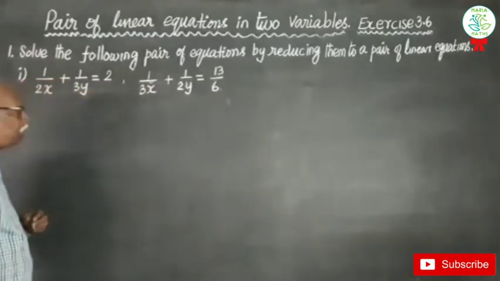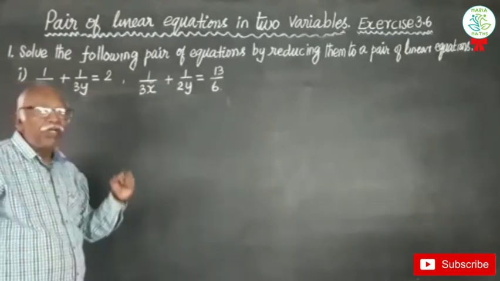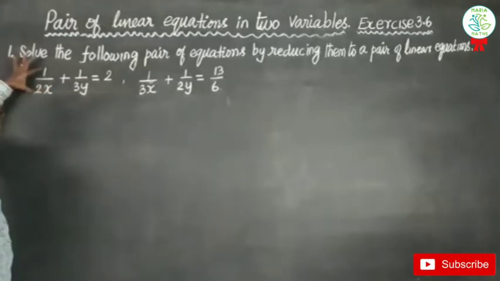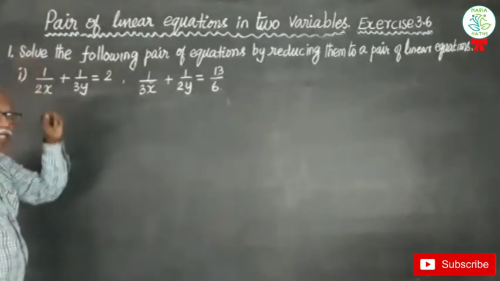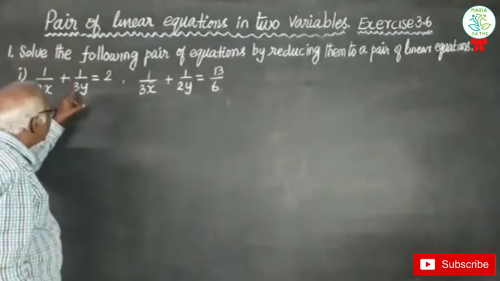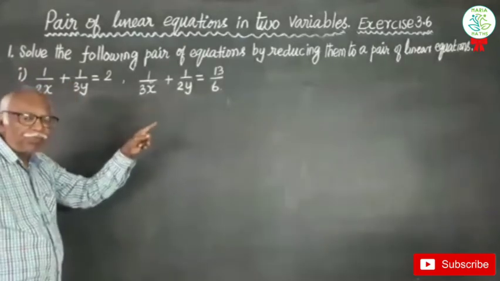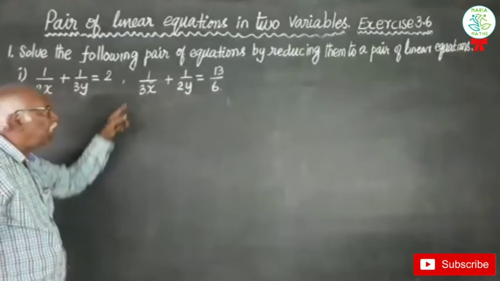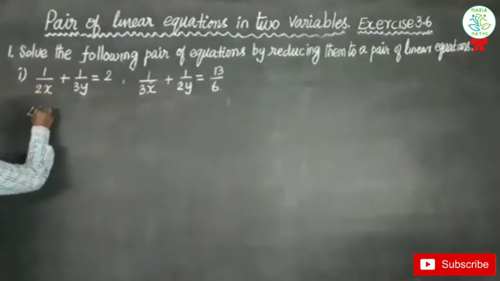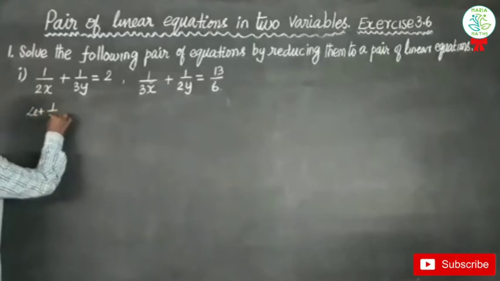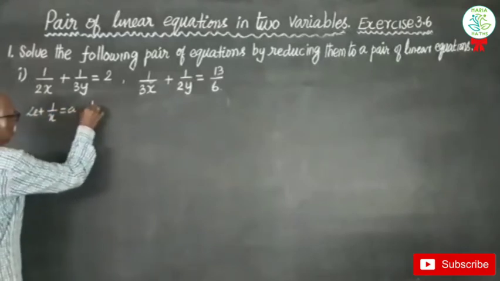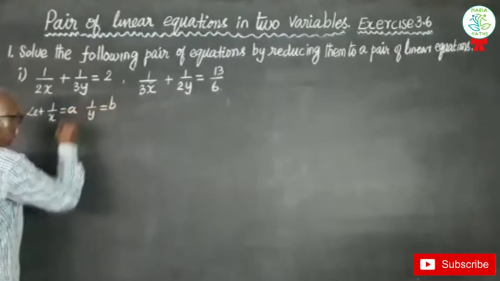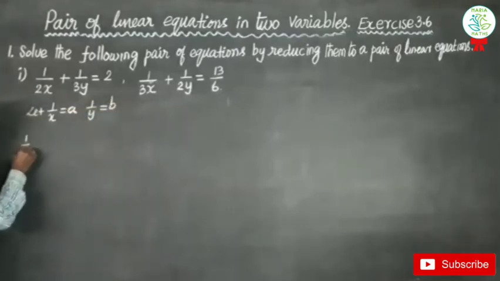To convert to linear equations in two variables, you have to do some proper substitution. So this 1/2x is 1/2 into 1/x, and this 1/3y is 1/3 into 1/y. So 1/x we can write as a and 1/y as b. 1/x is equal to a, 1/y is equal to b. Now this is the first question.